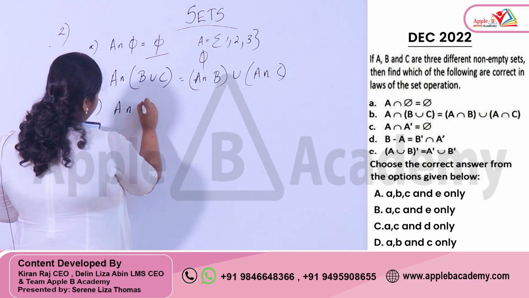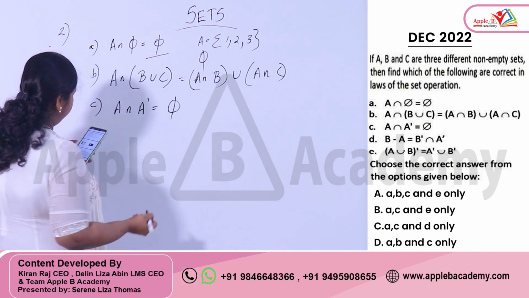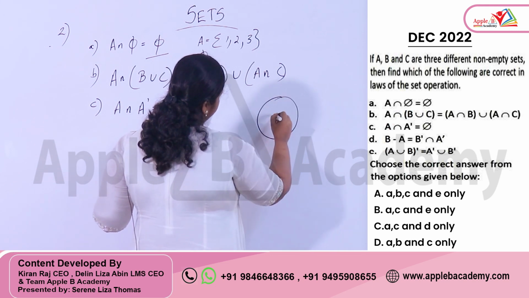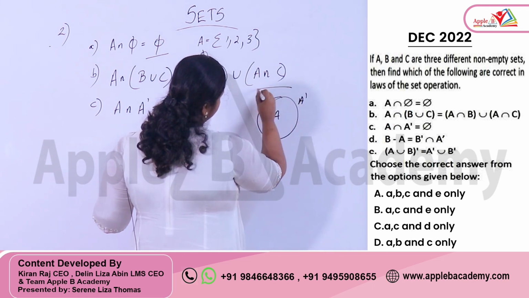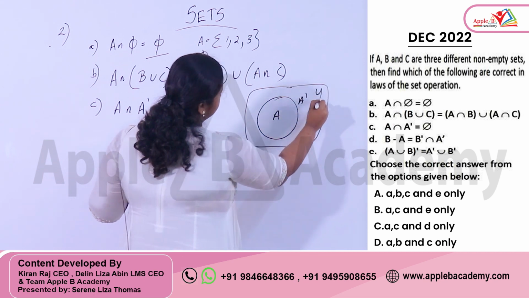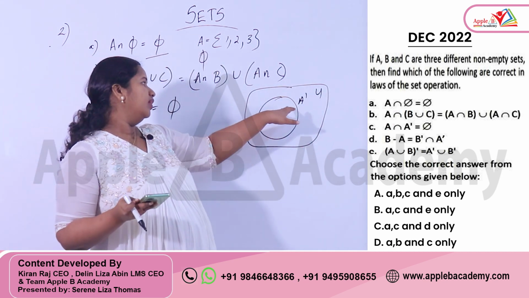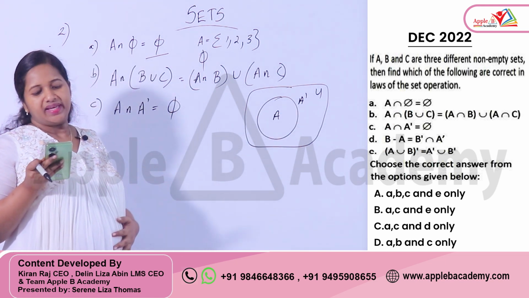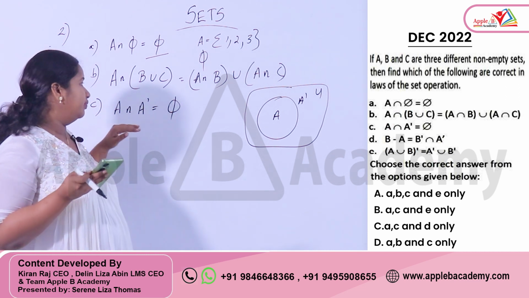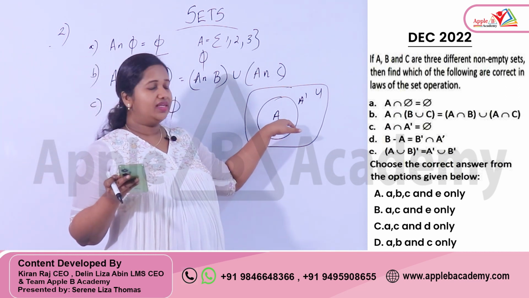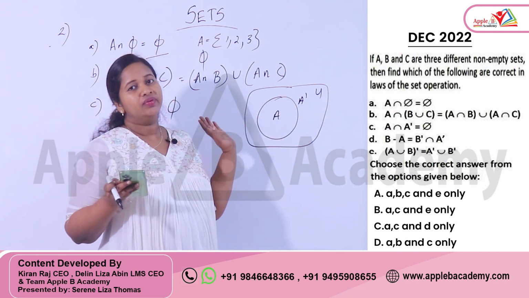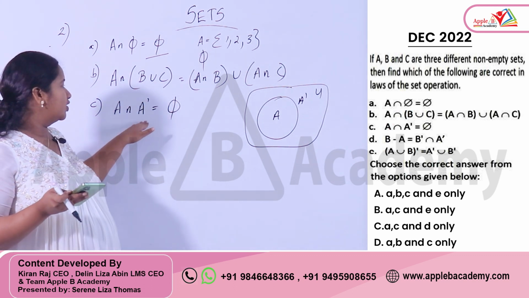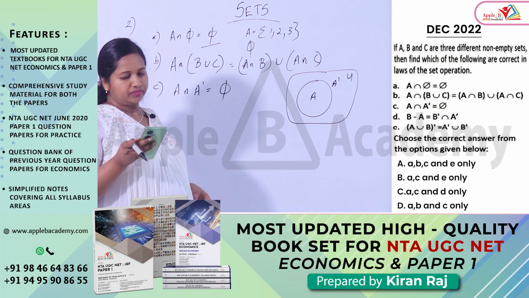A intersection A complement is equal to phi. That is a null set. So this is A, this is A complement, this is the universal set. The universal set contains the entire portion, A and A complement. So the statement is A intersection A complement. That is what is common between A and A complement. If you look here, you can see that there is nothing common between A and A complement. So A intersection A complement is equal to phi.